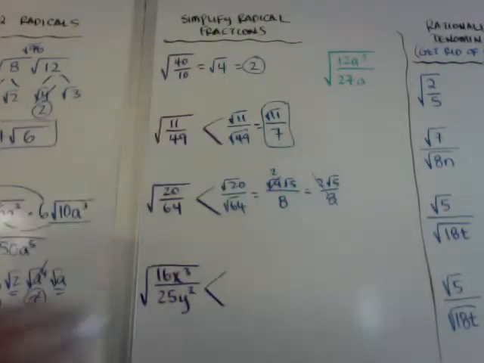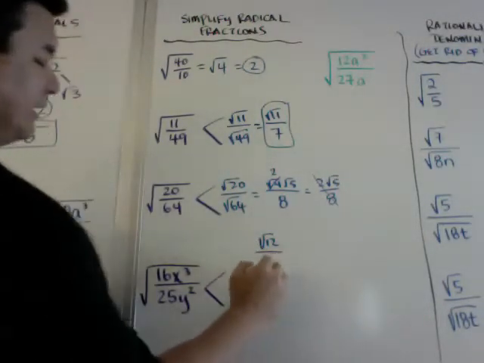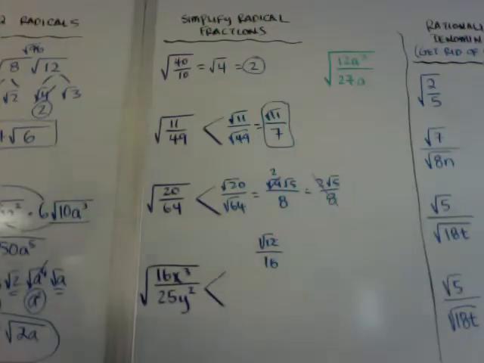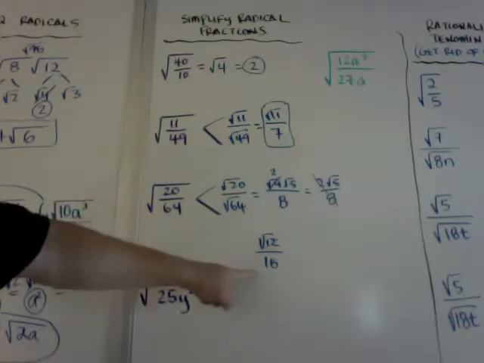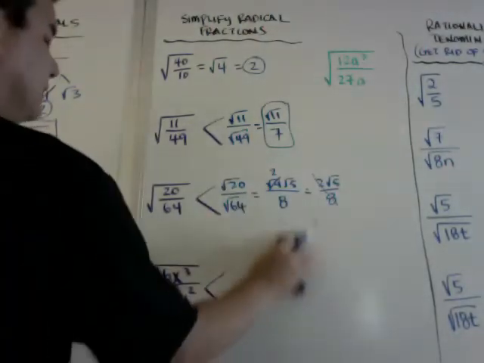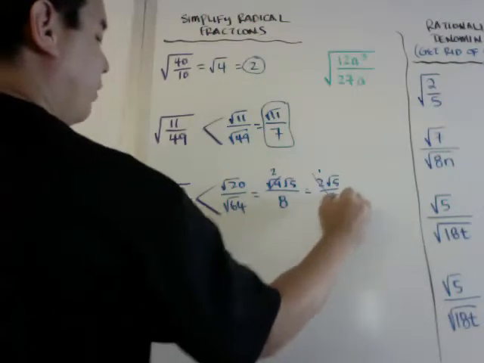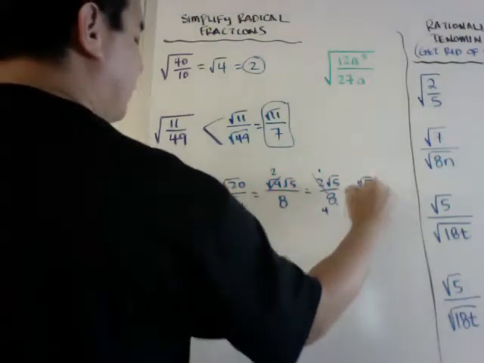Okay, so for example, if you came out to radical 12 over 16, you cannot simplify the 12 and the 16 because the 12 is under the radical, but the 16 is not. Okay, so in this case, the 2 and 8 are both outside of the radical, so I can simplify it down to a 1 and a 4. So my answer is radical 5 over 4.